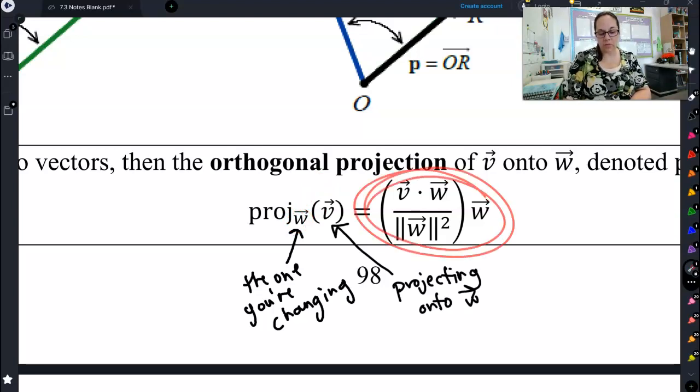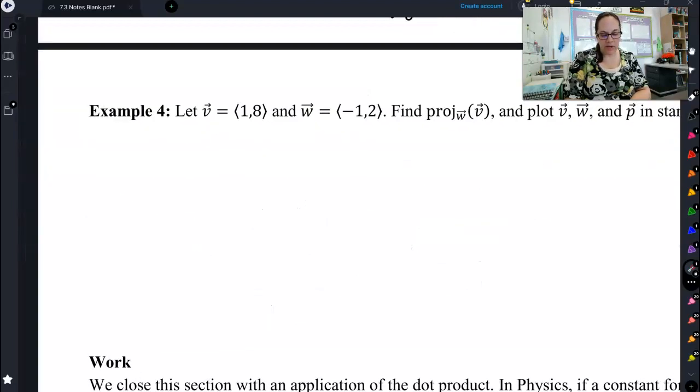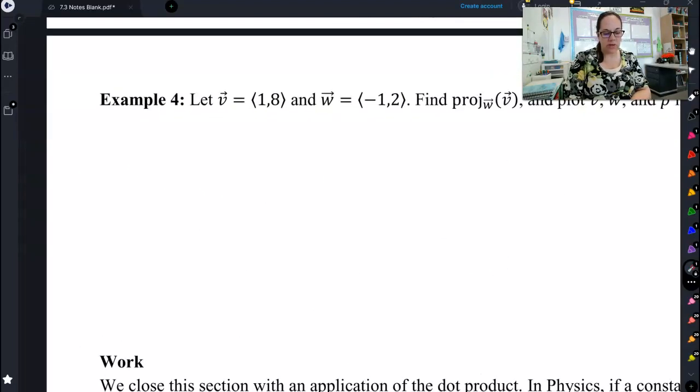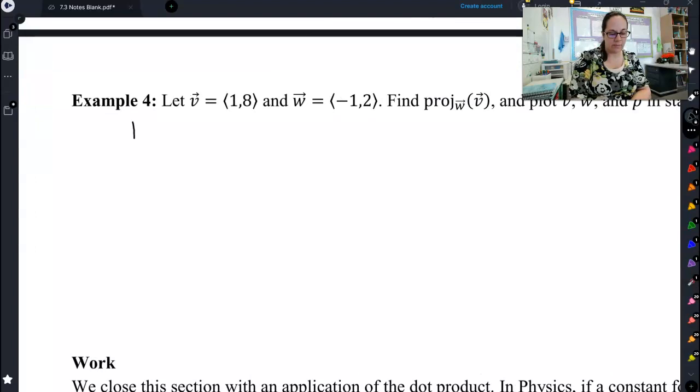And this is the equation we use to do that. We do the dot product of the two vectors divided by the magnitude of the one you're changing squared, and we're going to multiply the one we're changing by this number. Now, this is kind of a weird idea to try and wrap our minds around, so let's start by visualizing this example. I have two vectors.